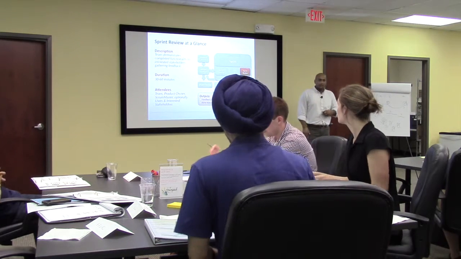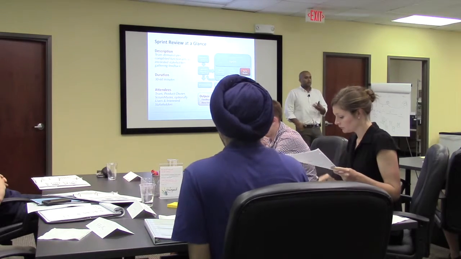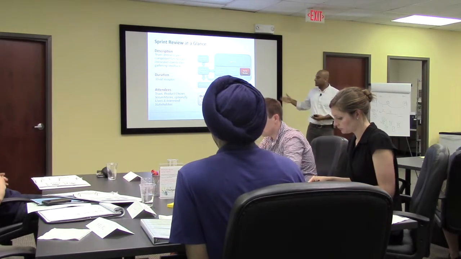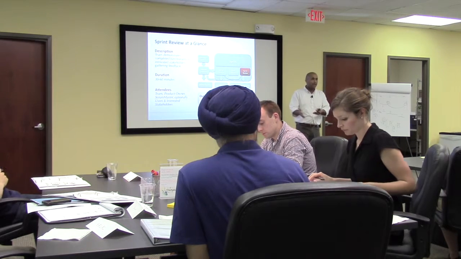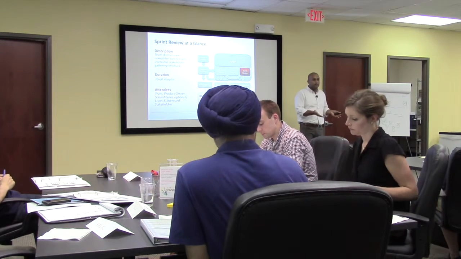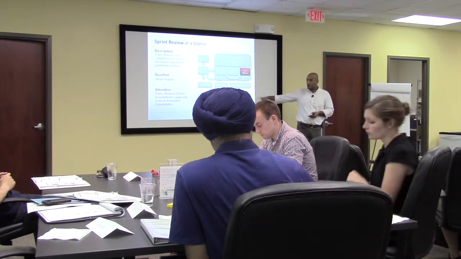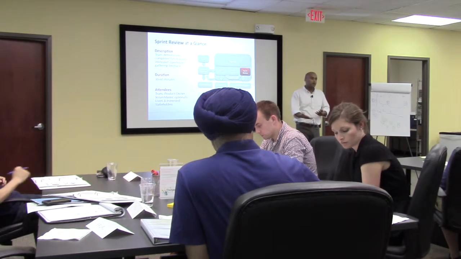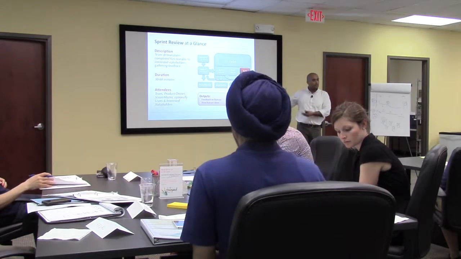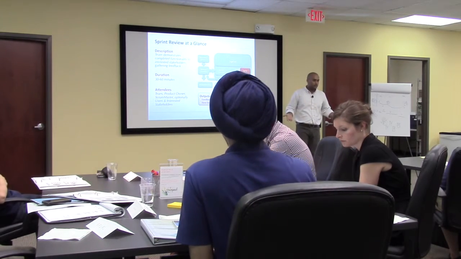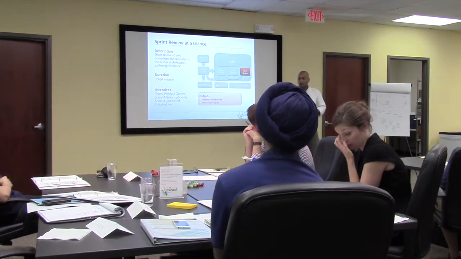Sprint review is a meeting that is held towards the end of the sprint. Essentially, sprint review is held to inspect the product increment and adapt the product backlog if needed. Which means this is not a status meeting. This is a meeting where the team, including the product owner, is going to demonstrate and present the working product increment to stakeholders.